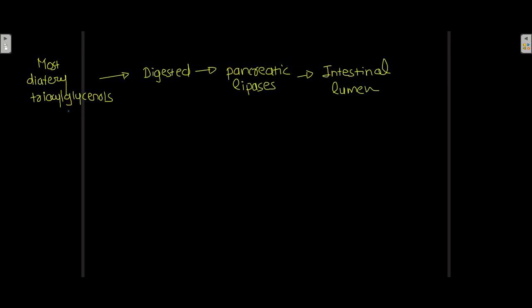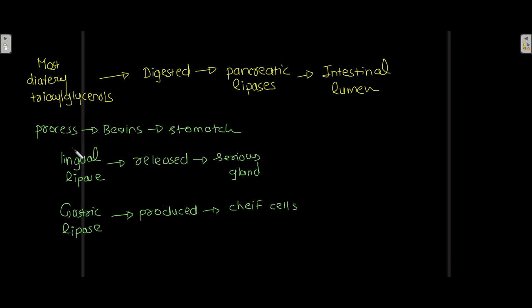Most dietary triacylglycerols are digested by the enzyme pancreatic lipase in the intestinal lumen. Although the digestion of triacylglycerols begins in the stomach. In the stomach there are two enzymes, lingual lipase and gastric lipase. The lingual lipase is released by the serous gland, and the gastric lipase is produced by the chief cells.